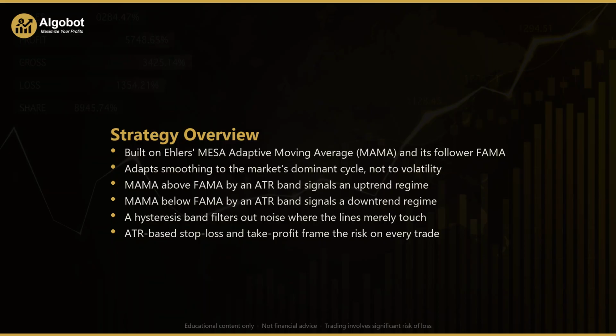FAMA, the follower, uses half of that smoothing factor, so it trails MAMA like a slower shadow. Together, MAMA and FAMA behave like a self-tuning fast and slow pair. When MAMA sits above FAMA by more than a volatility band, the strategy reads that as an uptrend. When MAMA sits below FAMA by more than that band, it reads a downtrend. The volatility band is scaled by the average true range, and it adds hysteresis, a deliberate buffer that keeps the strategy from reacting to the noise where the two lines simply kiss and cross back.